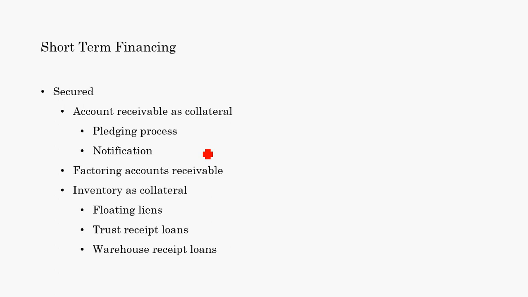So the lender will decide if it wants to sell the inventory or not. Okay, so these are the different types of secured financing that a company can go for.